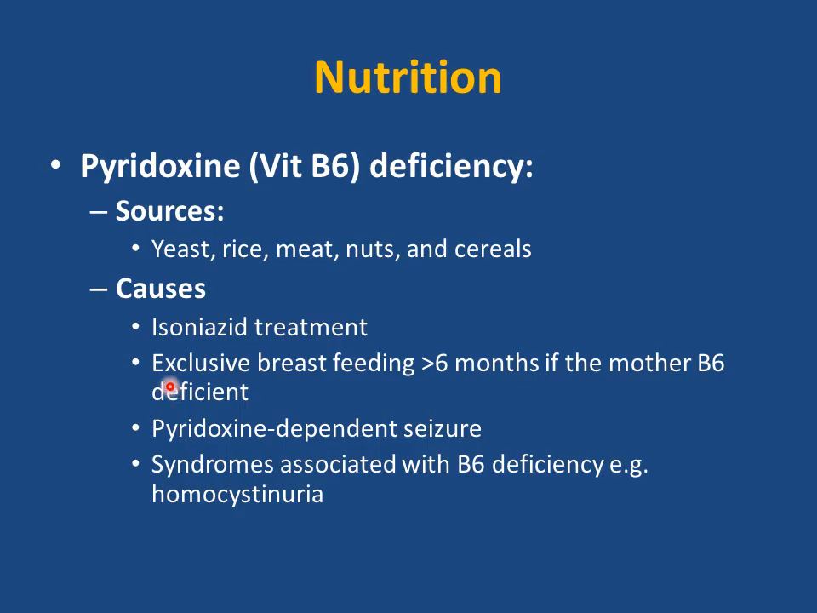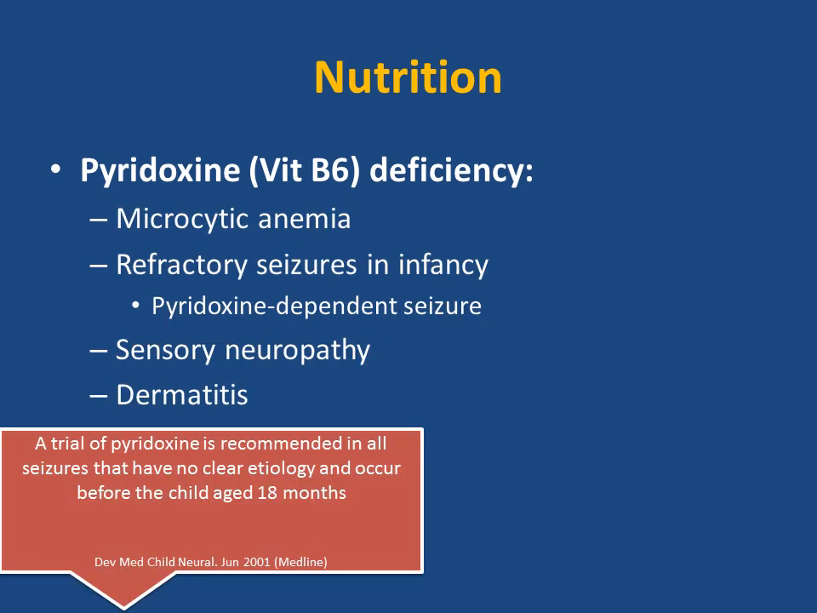Another classic example: exclusive breastfeeding for more than 6 months if the mother is B6 deficient. Another very important example to remember is persistent or intractable seizure in a child less than 18 months, pyridoxine dependent seizure. This type of seizure may present even during pregnancy at 20 weeks of gestation. Syndromes associated with B6 deficiency, for example, homocystinuria. Pyridoxine B6 deficiency may present with microcytic anemia, refractory seizures in infancy, pyridoxine dependent seizure, sensory neuropathy, dermatitis.